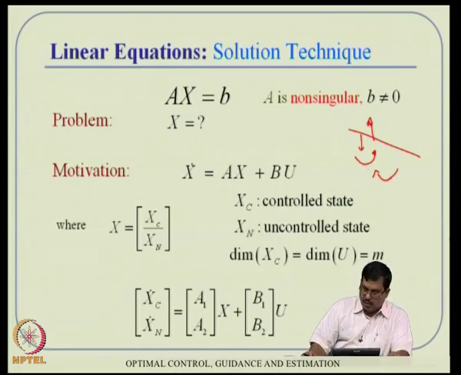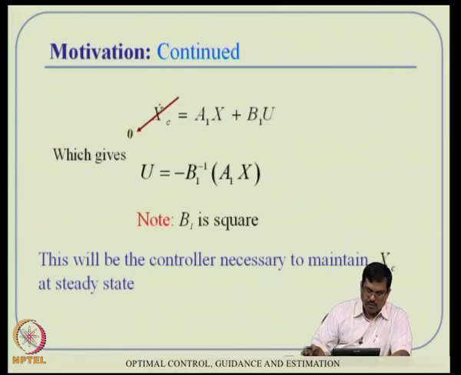So, what am I looking at? I am looking at a solution for x c dot equal to 0, that means the control states are operating under steady state. If I really want to find out what control is necessary for that particular situation, then I can find a control action that way, because remember B1 is square and non-singular. So, I can take that way. If I apply this feedback control action, then I will ensure that this happens to be 0.